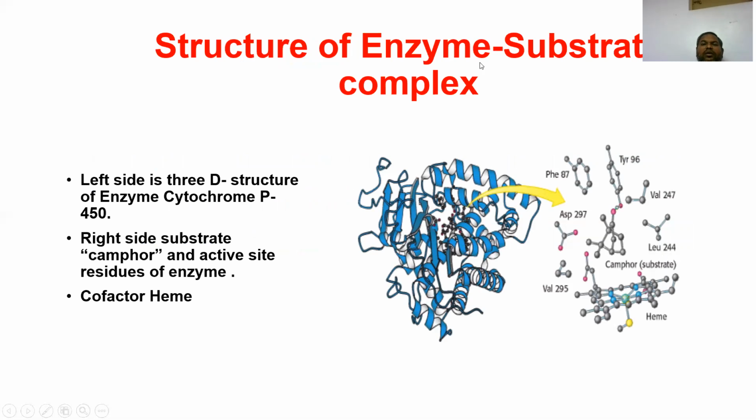If you see the structure of the enzyme substrate complex, you can see how the substrate binds to the active site. Here you see camphor. Camphor is a substrate, and here it is bound in an active site with residues of the enzyme and a cofactor. The cofactor is a heme. So this is the cytochrome P450 enzyme.